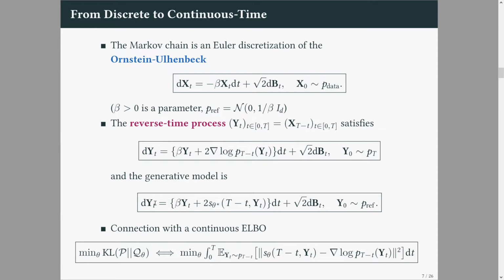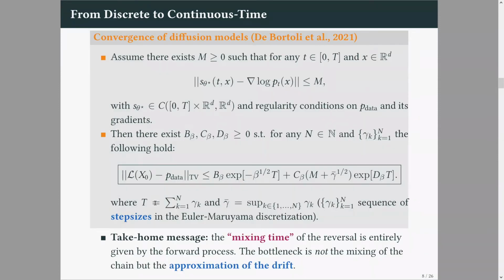Okay. So what I'm going to propose is a crude analysis of this algorithm. It is crude because it is based on a very strong assumption, which is that we have an approximation of the score that is uniformly good in time and space. This is not a verifiable assumption, but at least this is one of the first results available in this literature. So that's a step towards understanding those ideas.